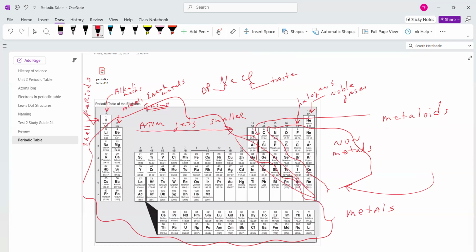Okay, so that's what I wanted to cover today on the periodic table. So you need to know the organization. I'm going to give you a blank periodic table on the test, test 2, and I'm going to ask you to label these parts. So the four groups, metals versus non-metals versus metalloids, the names of the four groups.